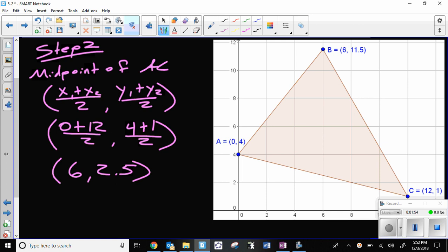So let's go ahead and graph that point. So 6, going to go over 6, up about 2.5. That's going to be right in this region right here. 6, comma, 2.5. Then, so that was step 2 the first time. And now we're going to go on to step 3 the first time.